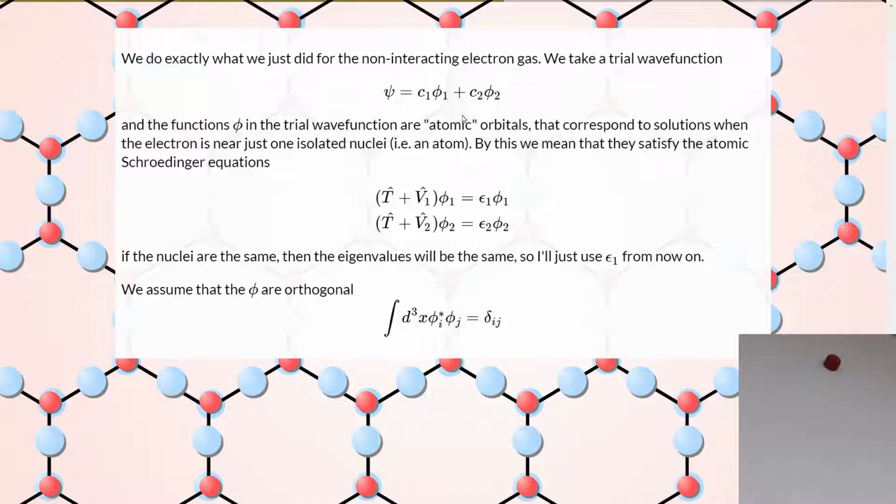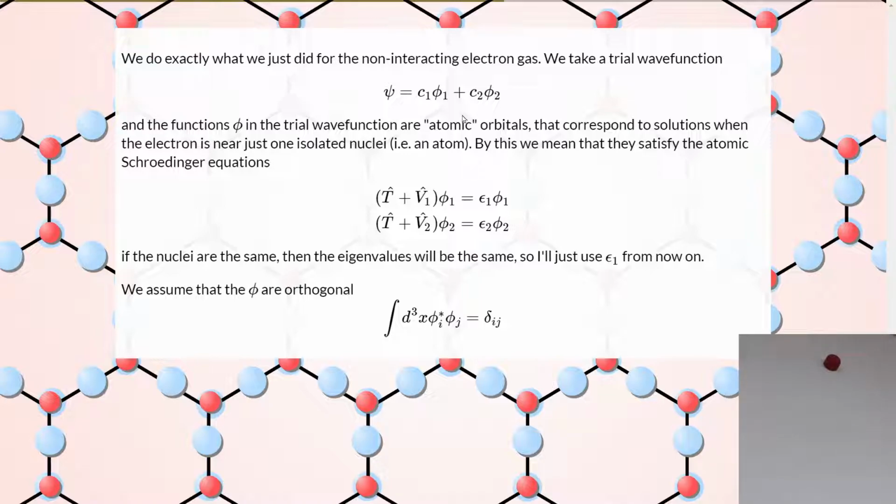The atomic problem: if we scrub out atom 2 and just look at atom 1, we've got that the kinetic energy plus V1, the interaction of the electron with nucleus 1, acting on our atomic wave function phi 1 equals epsilon 1, the energy level of that atomic wave function, times phi 1. And the same for atom 2. Those define our phi 2.